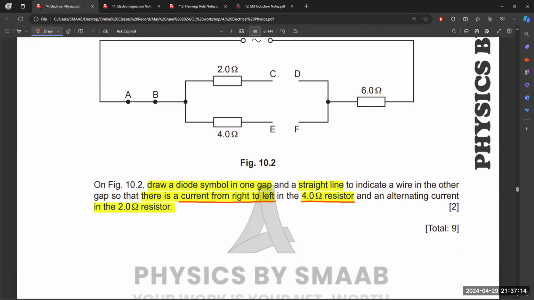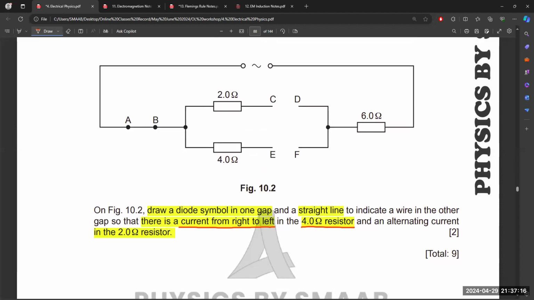in the 4 ohm resistor. So in the 4 ohm resistor, current passes from right to left because this time we have AC, not DC. And secondly, alternating current passes through the 2 ohm resistor. So we know that when we have to fix the direction of electric current, we have to use a diode because a diode only allows the current in one direction. So they are saying current from right to left in the 4 ohm resistor.